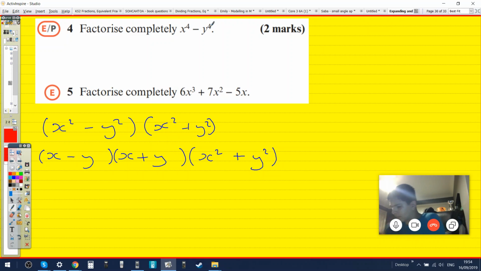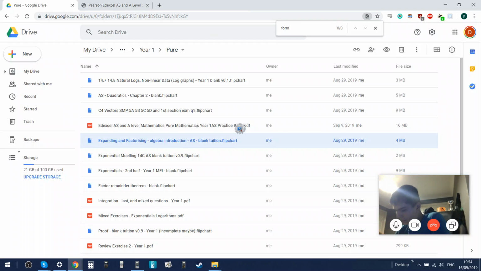And so not only could you do that into 2 brackets, but you can do that thing into 2 brackets as well. So you end up with 3 brackets. Okay. So I just thought I'd throw that at you. So that's factorising.